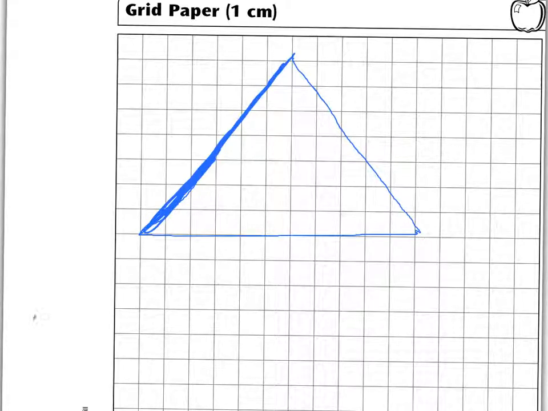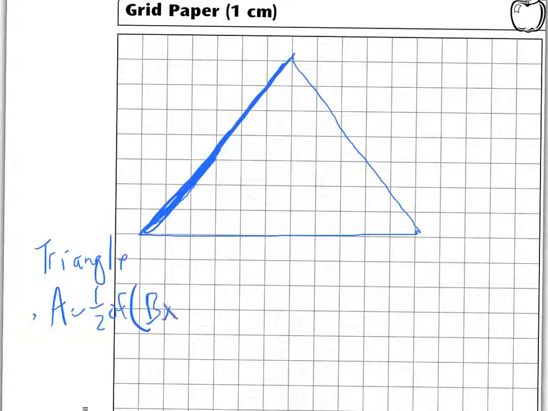But we know that for the area of a triangle, area equals 1/2 of the base times the height. So this tells you we need to find the base and the height first, multiply the two of them, then find half of that. So I'm going to count the base. We have 1, 2, 3, 4, 5, 6, 7, 8, 9, 10, 11. We have 11 centimeters here.